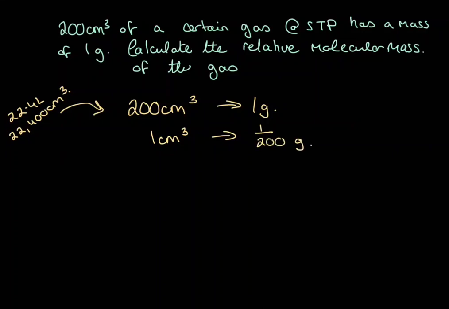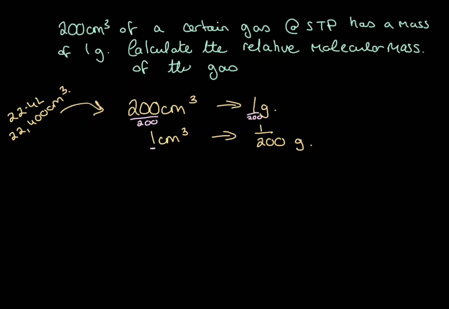Okay, and all I've done there on both sides is just divided by 200. 200 divided by 200 is 1. That's where I'm getting the 1 from. And then 1 divided by 200 gives me 1 over 200 grams. So 1 centimetre cubed of the gas contains 1 over 200 grams.